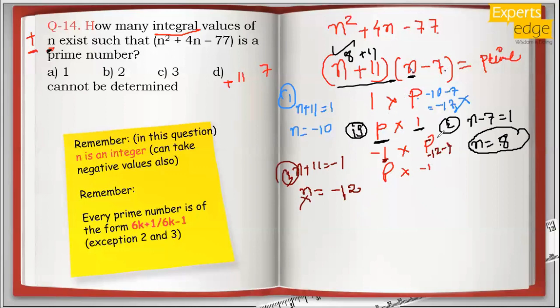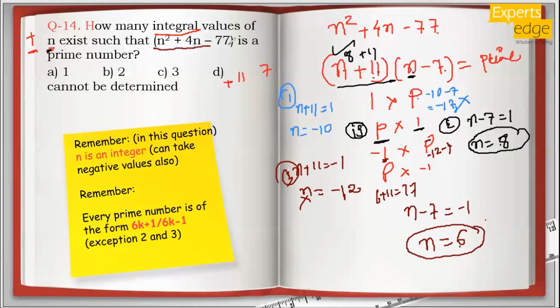Third case done. Now the last, fourth case. Here n minus 7 is equal to minus 1. So n comes out to be how much? 6, right? So keeping 6 here, does it give me a prime number? At n equal to 6, 6 plus 11 is 17, right? So I'm getting a prime number here. So there are two possibilities in this question where if I give the value of n, I will get the entire expression as a prime number. So the answer of this question is 2.